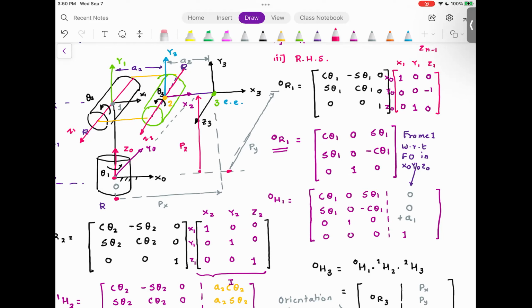Okay, you want me to start from the beginning? pz is the distance between the 3rd frame and the 0th frame along z0. Is it just a position vector? It's just a position vector. So somebody can say it would be px i0 plus py j0 plus pz k0.